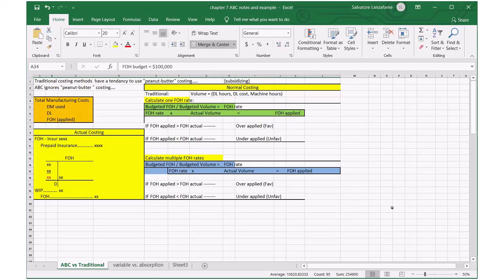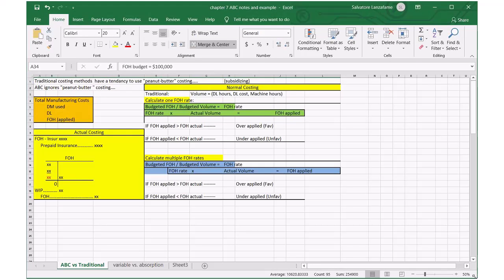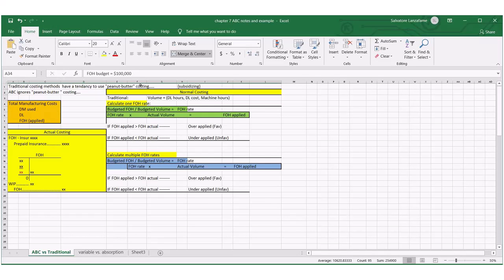ABC is basically a more detailed way of figuring out costing compared to what we were doing in the last unit. So hopefully everybody can see my Excel screen. At the top of the page, you will see that traditional costing methods have a tendency to use peanut butter costing. You heard me talk about that before, where things are kind of evened out, where one department would subsidize the cost for another department. Okay?